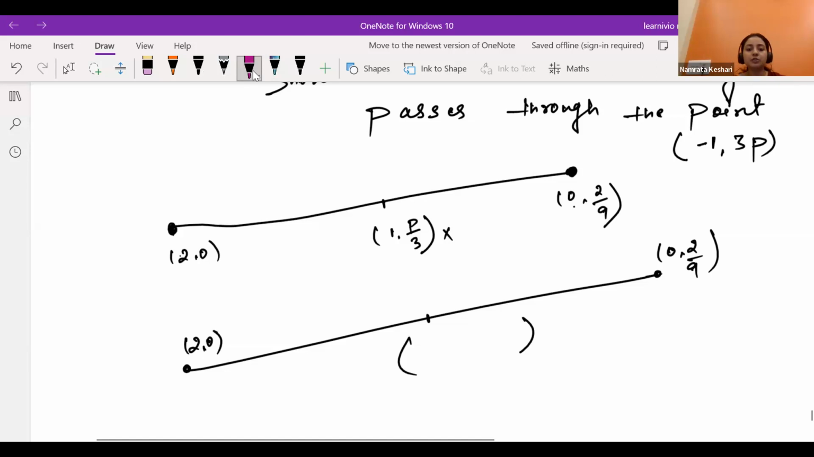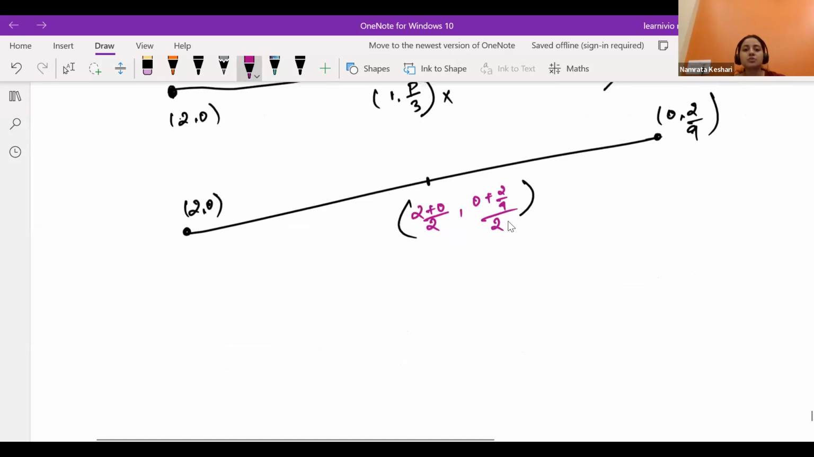x1 plus x2 by 2, y1 plus y2 by 2. Okay, carefully we'll be doing the calculation. So we are having 2 plus 0, that is 2 by 2, and 2 by 9 by 2. Okay, 2 by 9 by 2.